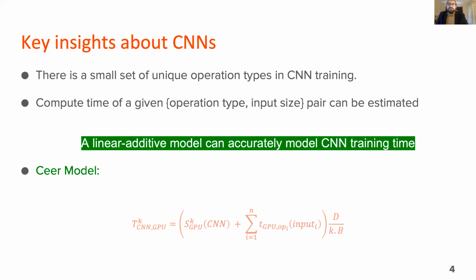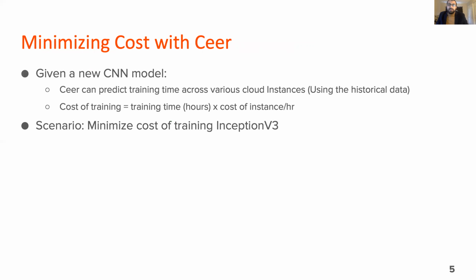time. Ceer's linear model is shown in the slide, details of which can be found in the longer version of the slides and the paper as well. Ceer can predict the cost of training a given CNN on a GPU instance.